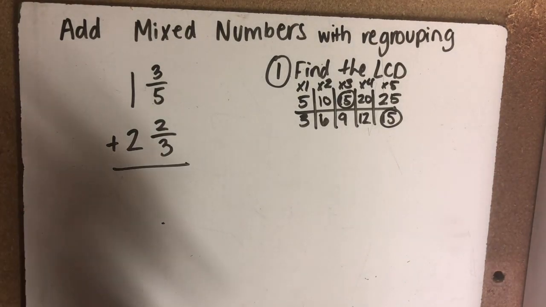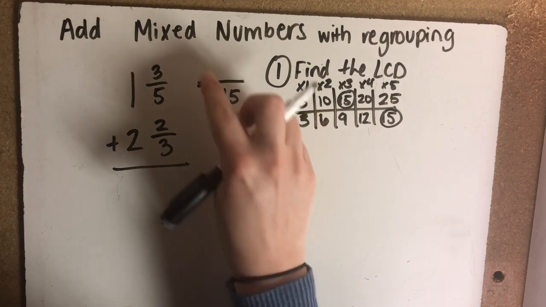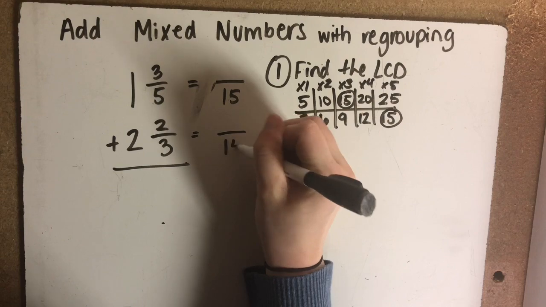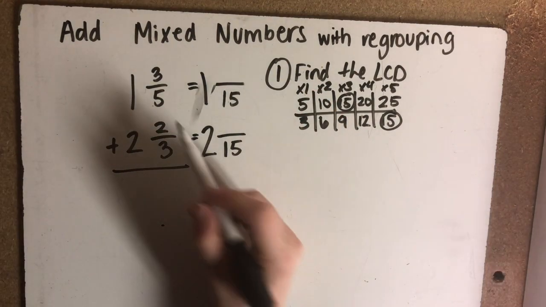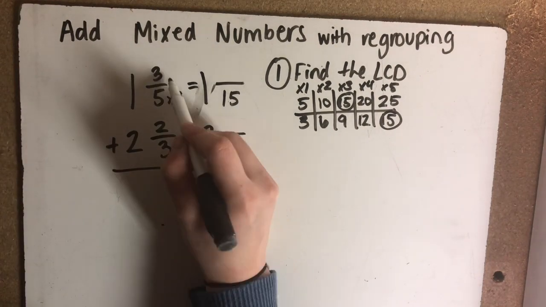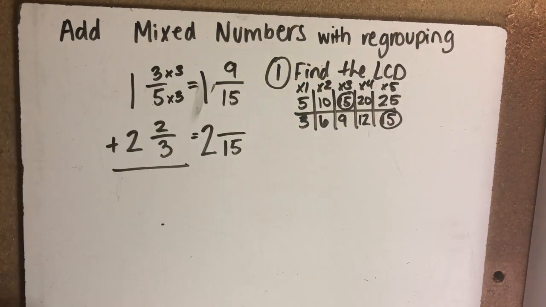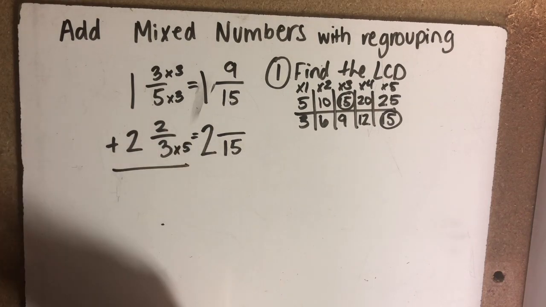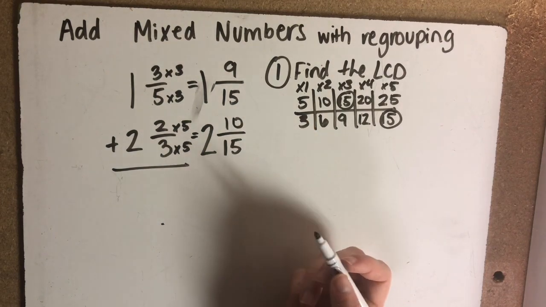Okay, so now I need to rename both of these fractions so they'll have that 15 in the denominator. Okay, and I keep my whole number out front. All right, so 5 times 3 gave me that 15. So I need to do times 3 to my numerator. So I get 9/15. 3 times 5 gives me 15. So I have to do 2 times 5 and I'll get 10/15.